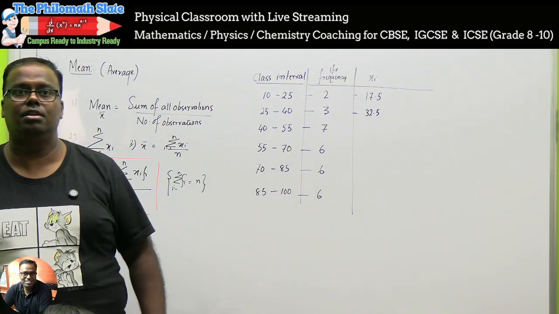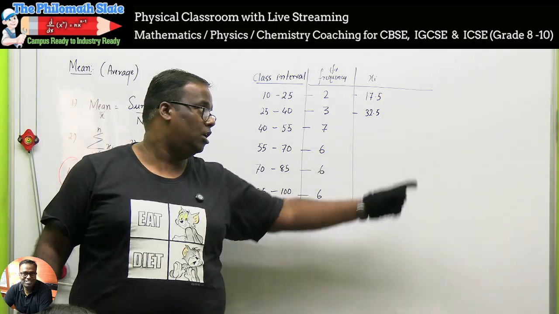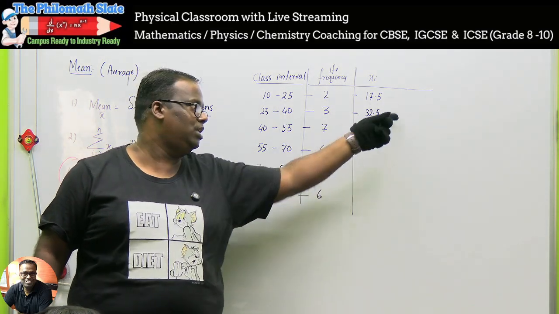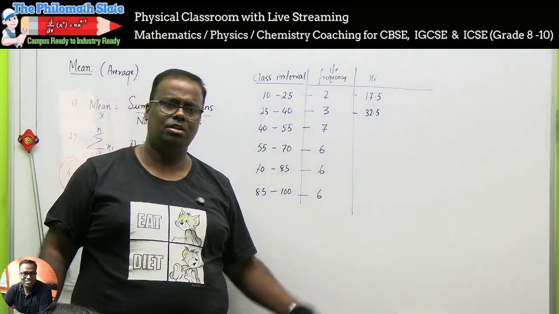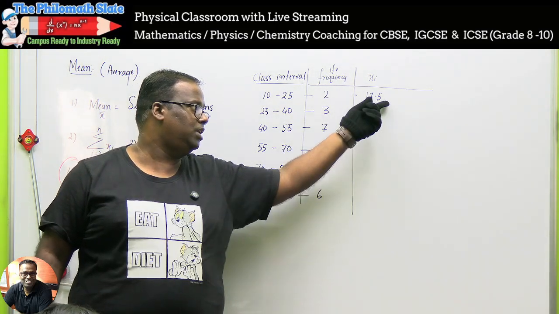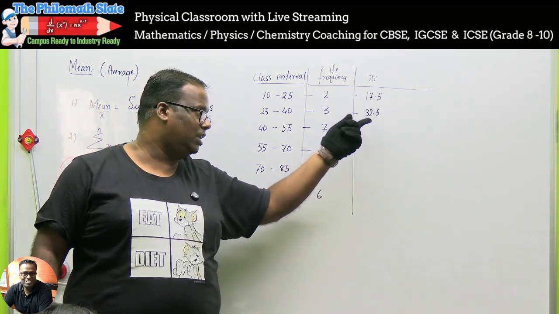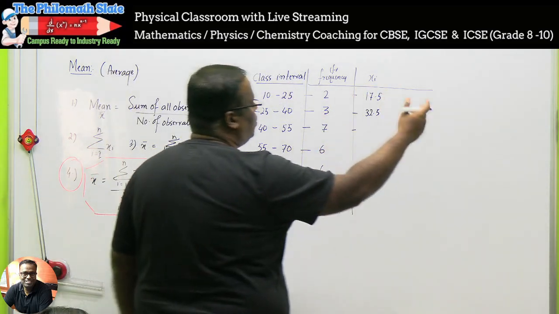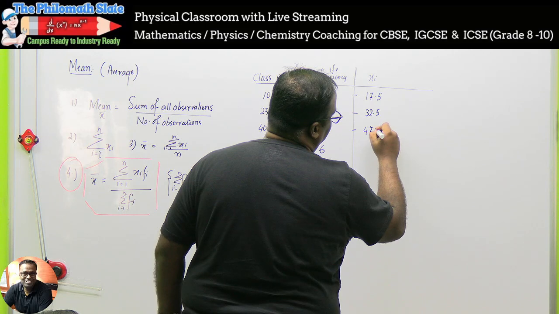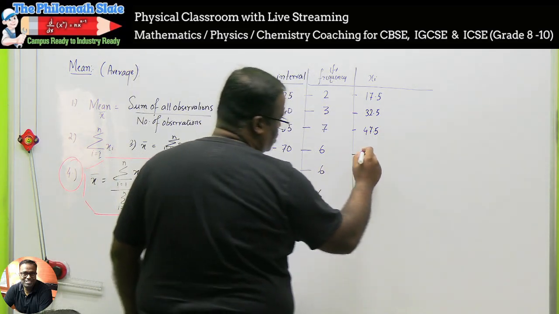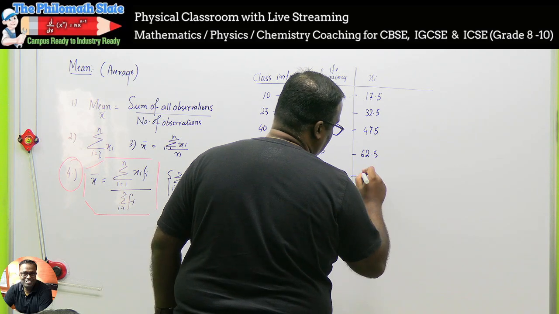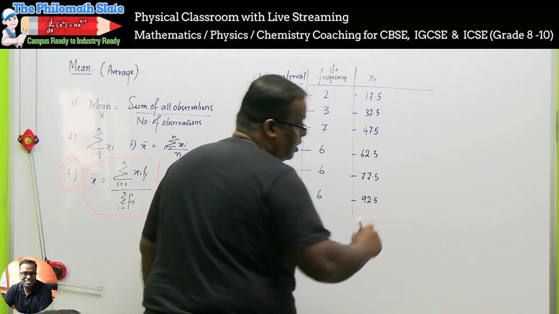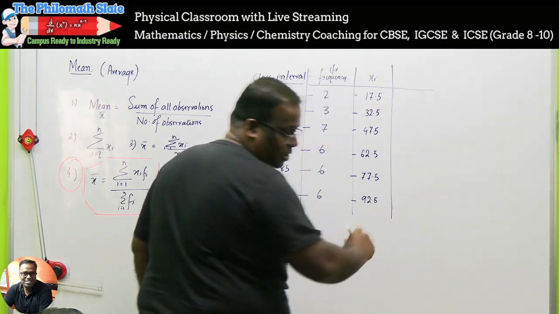How much is the difference here? It should be 15, the difference here. 32.5 minus 17.5 is 15. So keep on adding 15 now. If we add 15, it becomes 47.5. Next one should be 62.5. Next one should be 77.5. Next one should be 92.5. Okay? Slowly the temperature of the brain has started to rise.